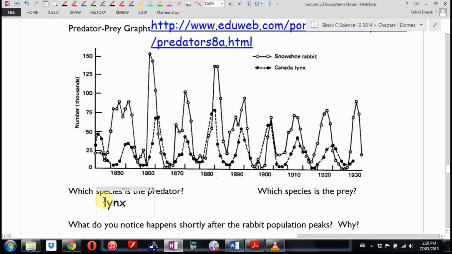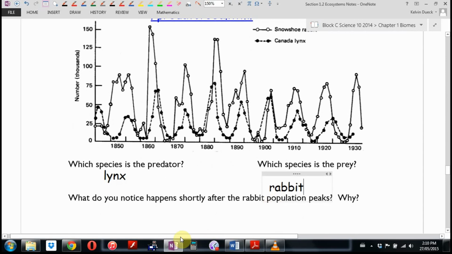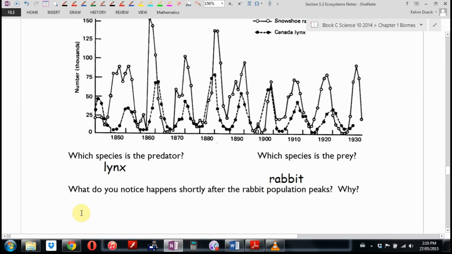A lynx is like a bobcat. Another word for a bobcat. Which species is the prey? Rabbit. And the key idea, what do you notice happens shortly after the rabbit population peaks? Lynx population increases. Why? More food.